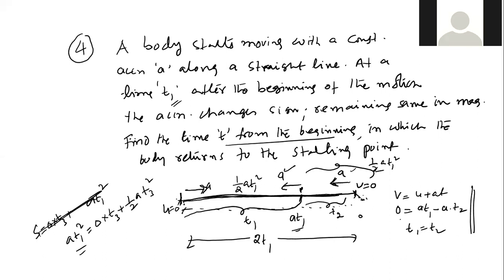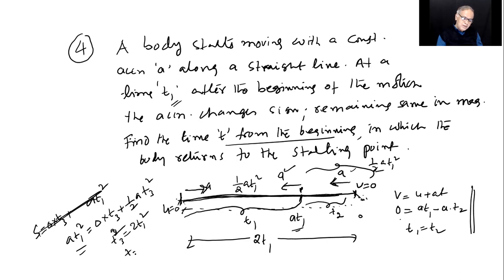So what do I get now for t3? a t1 squared equals a t3 squared, so t3 equals root 2 t1. So therefore the total time is 2t1 plus root 2 t1, that is t1 into 2 plus root 2.